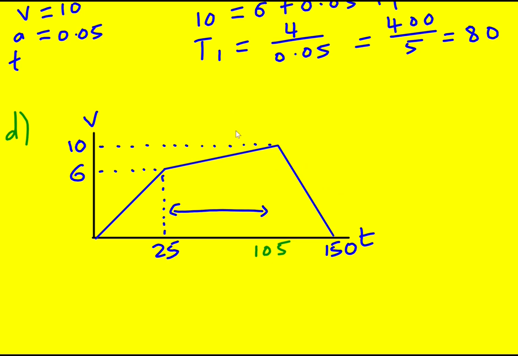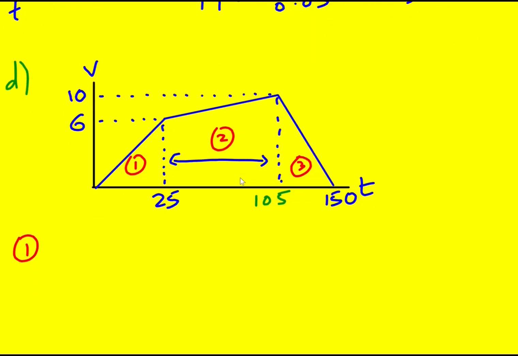I don't need any of this. I'm just going to make it as simple as possible. So let's calculate the areas. I'll call this area 1, area 2, and area 3. First one is just going to be a half base times height. So a half times 25 times 6. I can just halve the 6 to give 3. 3 times 25 is 75.